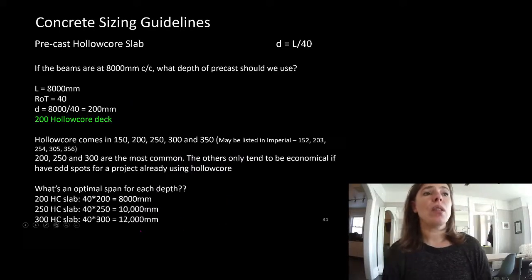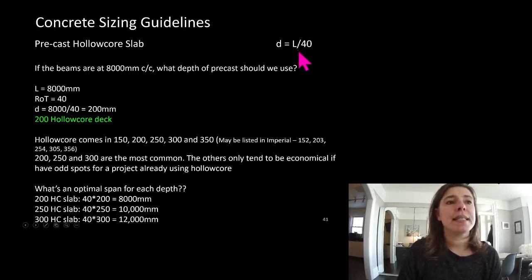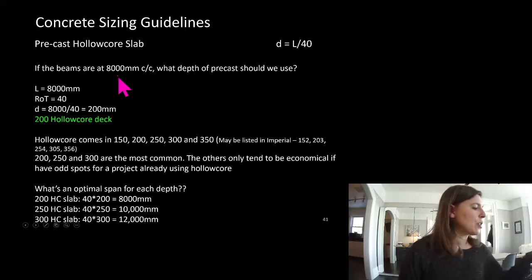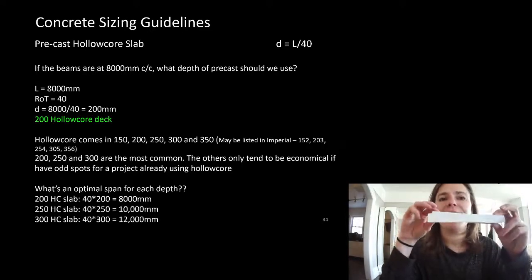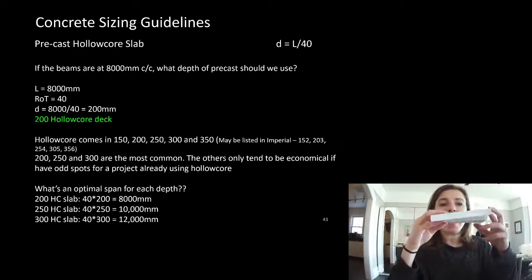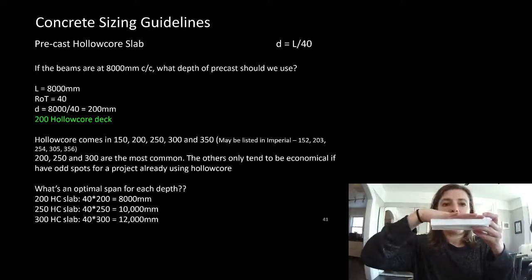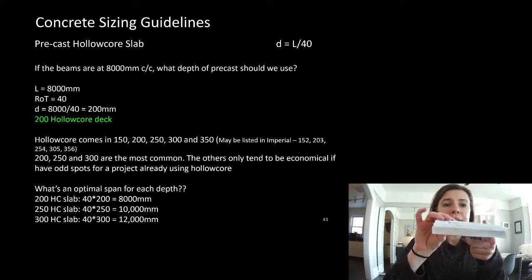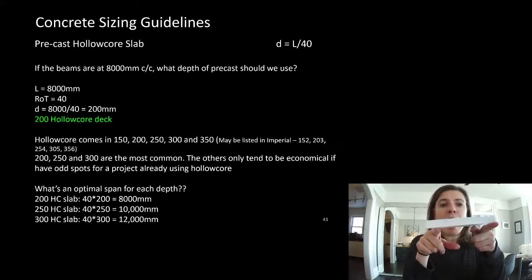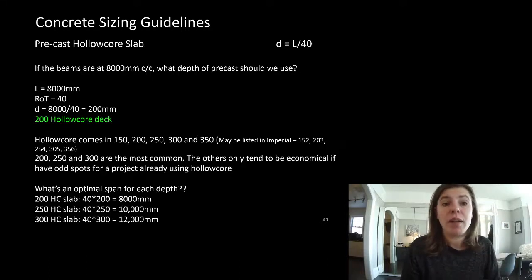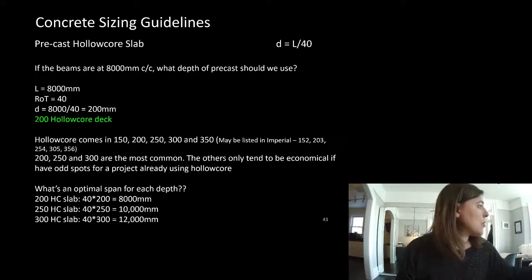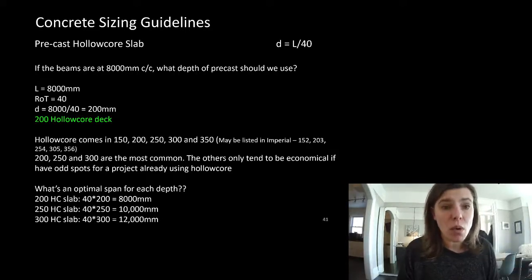So for precast hollow core slabs, the sizing guideline is L divided by 40. So if our beams are at 8 meters on center, think of hollow core slab as superpowered deck, if you will. So instead of being a deck on joists, we make it span a lot further. And now the thing that is picking up this hollow core, my fingers are now beams, not open web steel joists or purlins. They're spanning an extra distance. So hollow core can span a lot further than metal deck can.